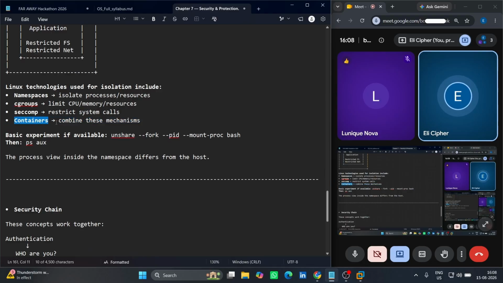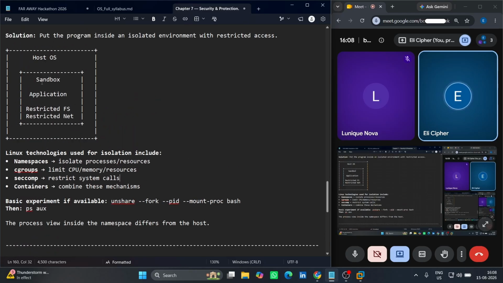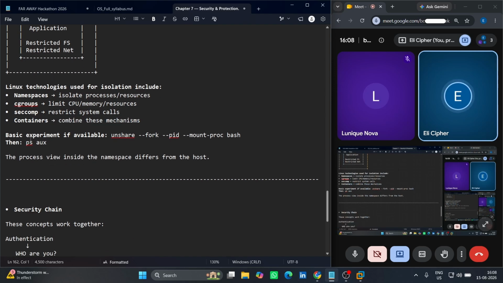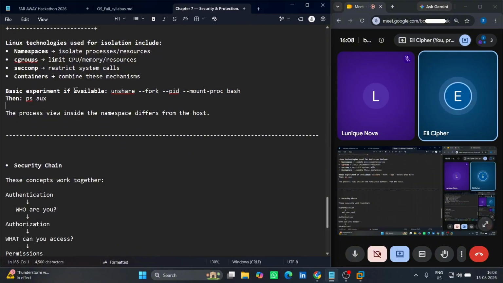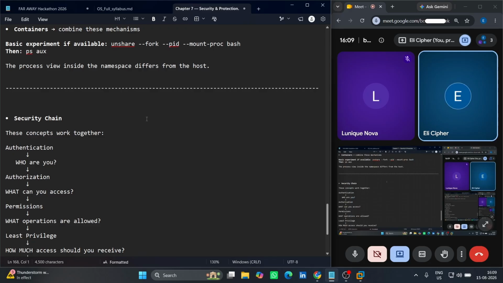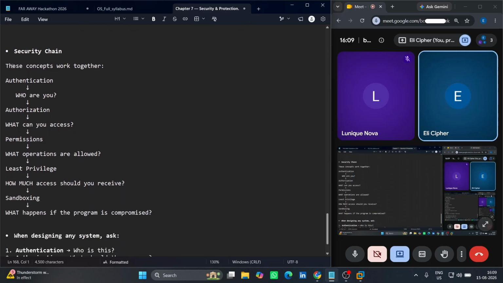So what are containers? Seccomp lists all the system calls which are restricted in this sandbox environment, and containers are things which combine these mechanisms. The basic experiment, if available, is unshare with the fork and wait options. We will learn this at another time. And the process view inside the namespace differs from the host. Yes, there is a security chain, and these concepts work together.